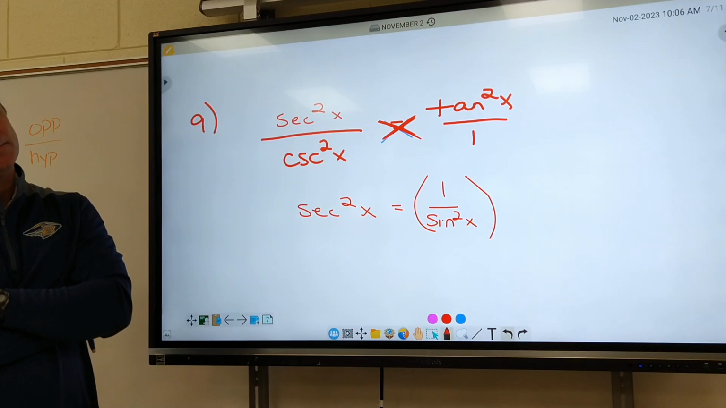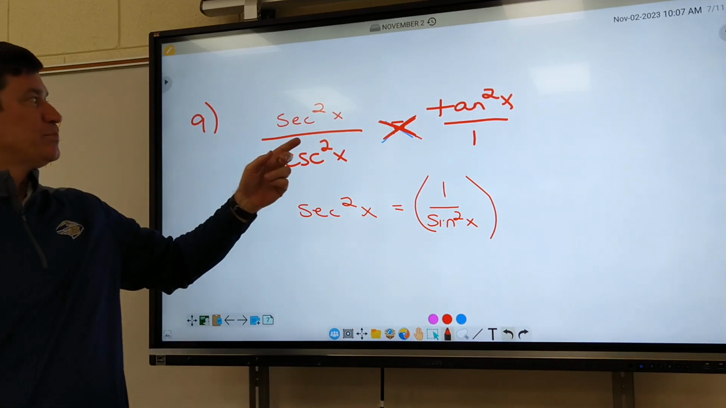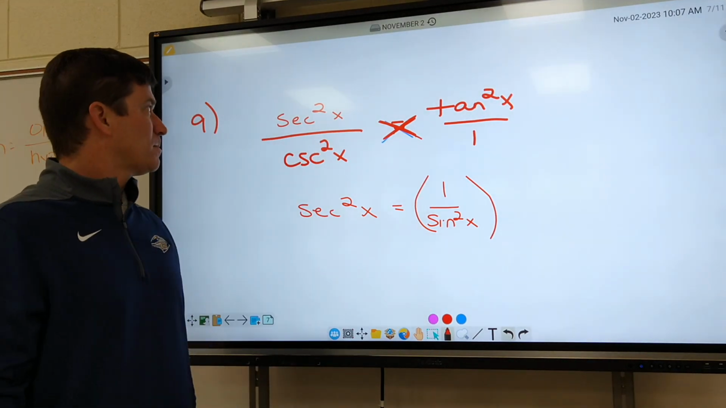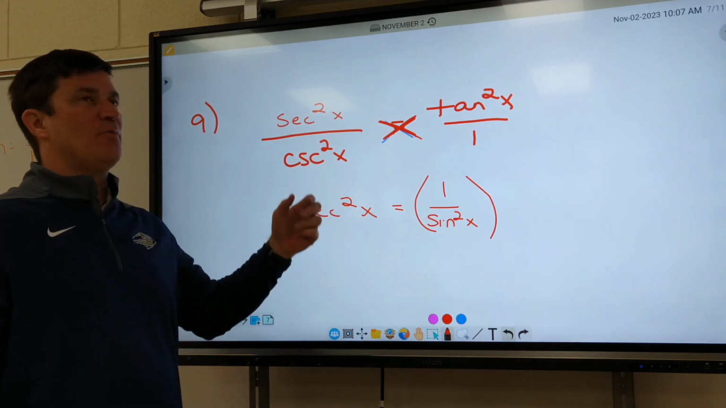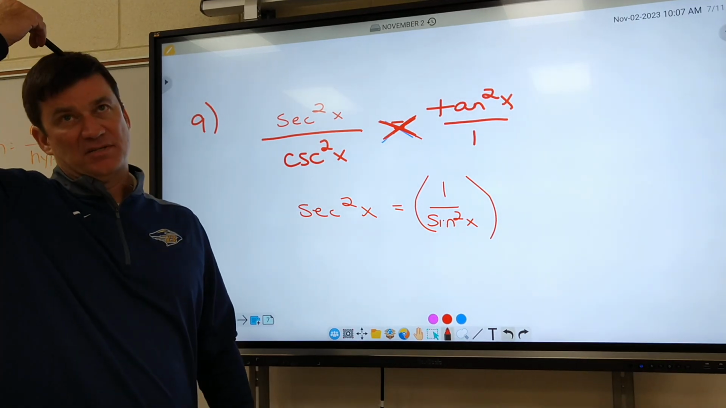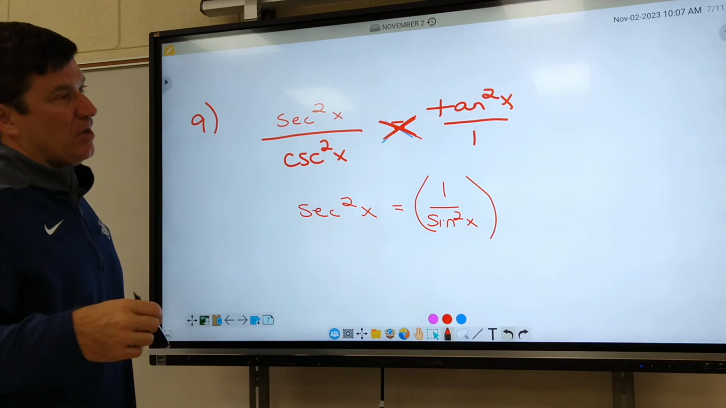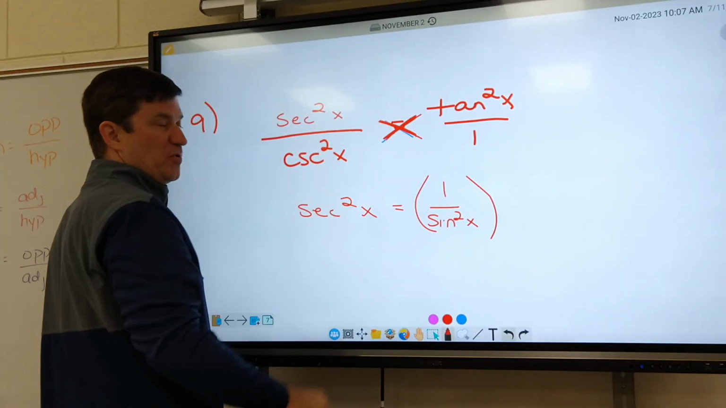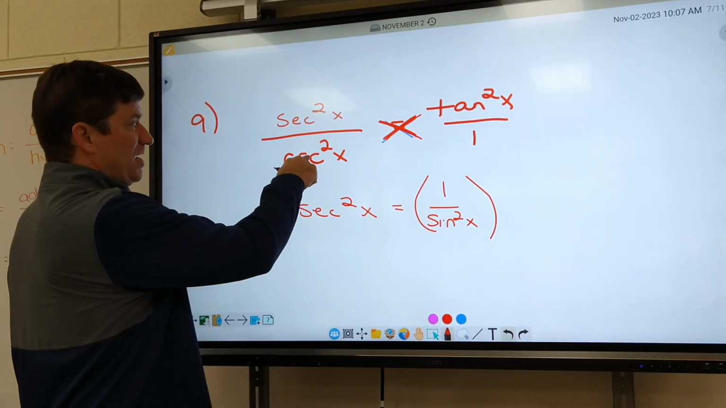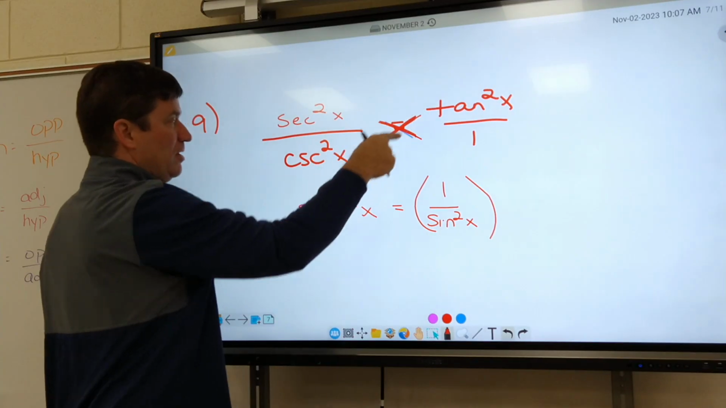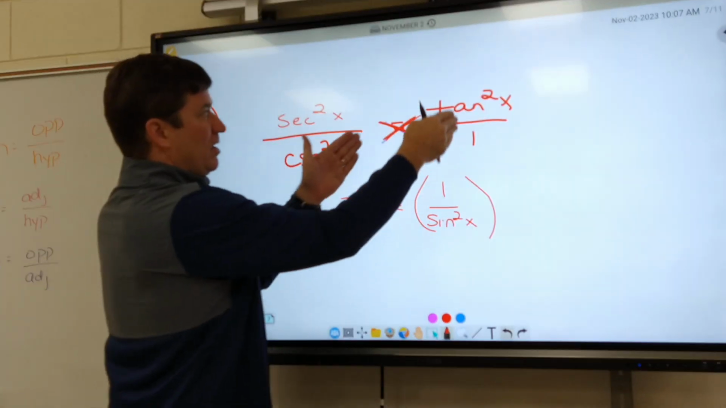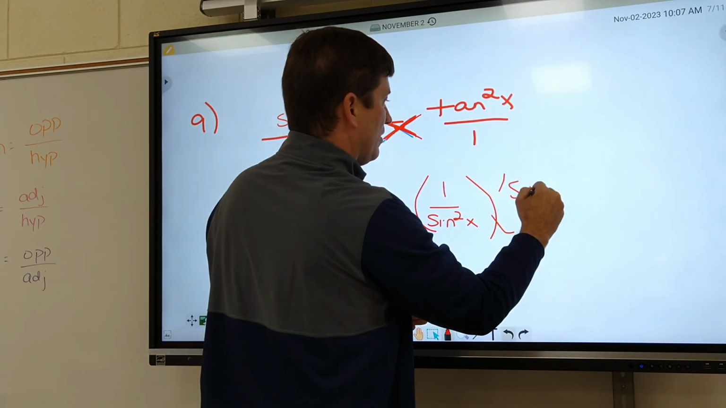So I put secant squared over 1 over sine squared. Where'd you get sine squared from? Oh, you can change that one. Okay, I got you. So wait until you start cross multiplying before you change it. Now I'm going to multiply that one and that one. So I changed cosecant squared, and now I changed tangent squared.